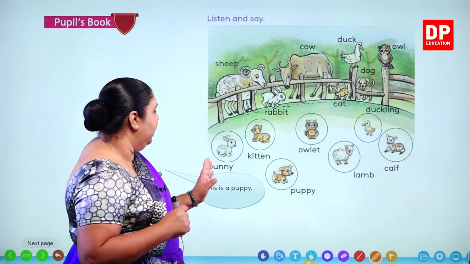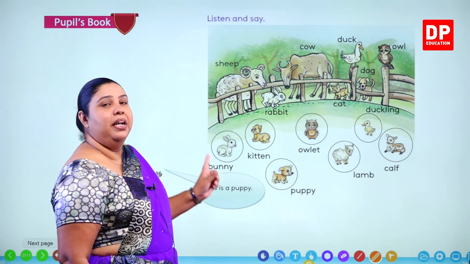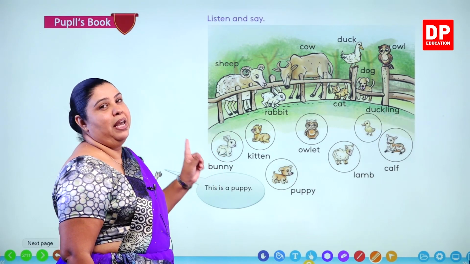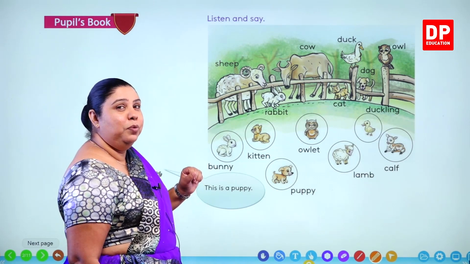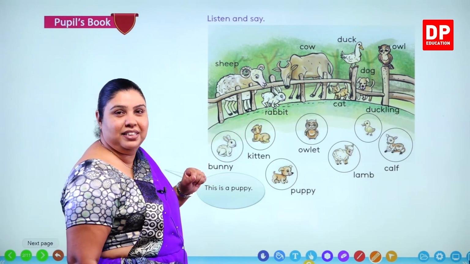Right. So now here we have the first picture. Bunny. Whose baby is the bunny? Bunny is the baby of the rabbit.